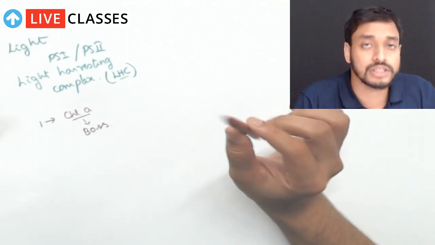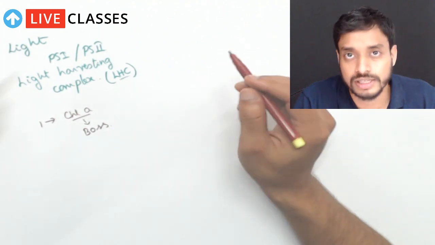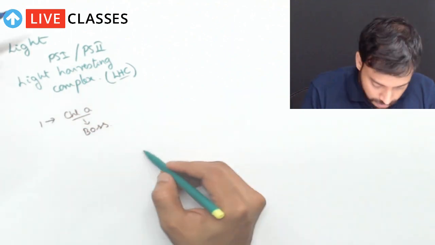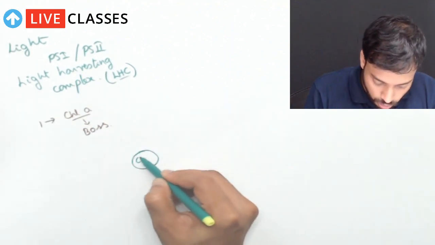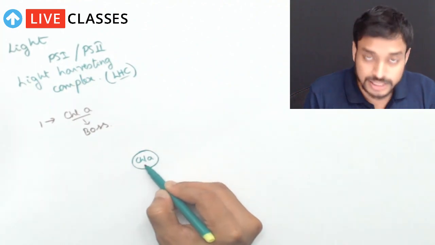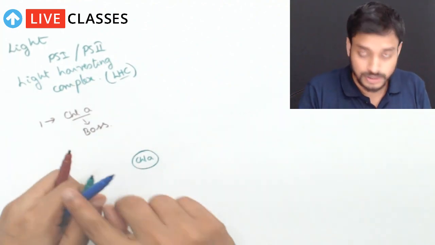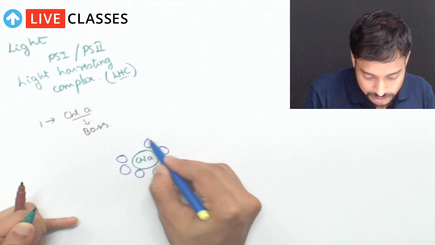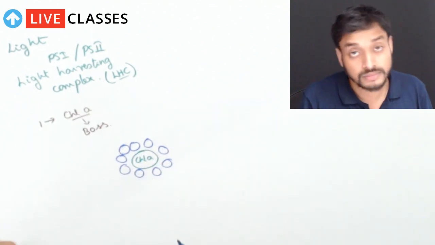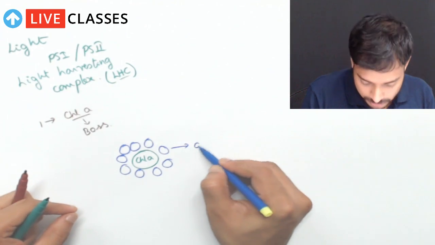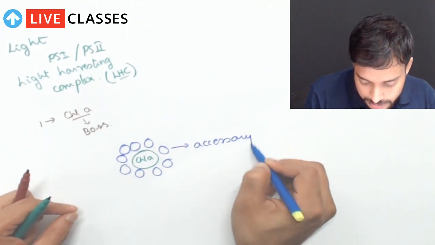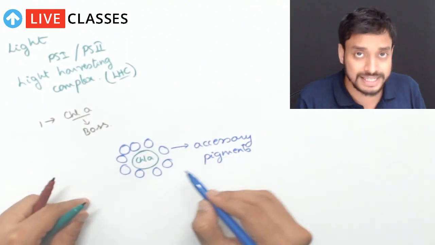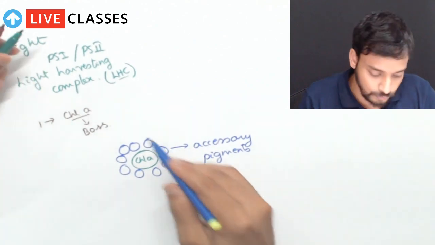Now, we had talked about other pigments also, correct? Like xanthophylls, carotenoids. So what are their functions? Let's try to draw. So if you can see properly, if this is the chlorophyll A, this is the boss. Now, surrounding these are the other pigments like xanthophylls, carotenoids, and various other pigments. They are called the accessory pigments. Now, why accessory pigments? Because these are directly not involved in the photosystem.